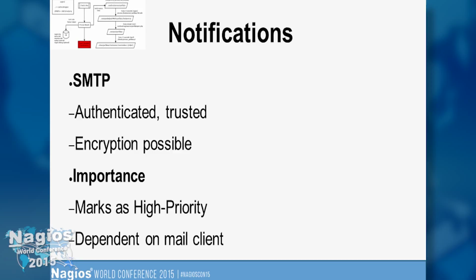Importance. So in XI, I believe in XI5, we added the ability to mark importance. So if you have a critical alert go out, you can have it set the important flag, which depending on the mail client, will do something. Maybe you open up your mail browser, it might have a big star next to it, it might be highlighted in red or bold or flashing or whatever. But not all of them have to support that, so that's one little caveat there.